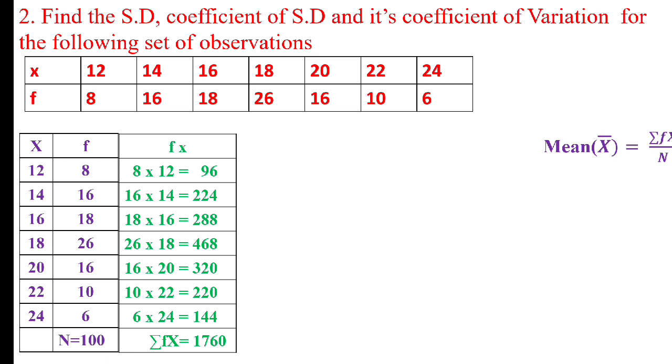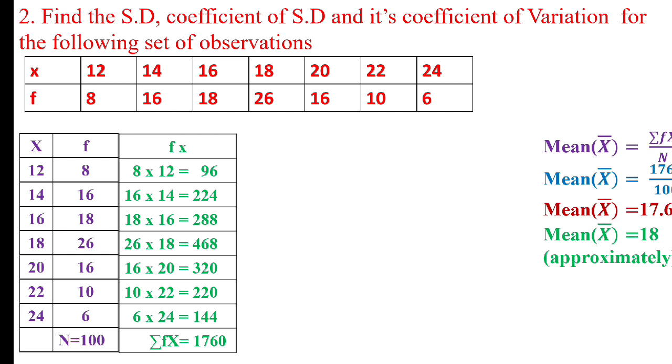Then f into x will be multiplied: 8 into 12 is 96, 16 into 14 is 224, 18 into 16 is 288, 26 into 18 is 468, 16 into 20 is 320, 10 into 22 is 220, 6 into 24 is 144. All the fx column total, that is 96 plus 224 plus 288 plus 468 plus 320 plus 220 plus 144, we will get summation fx total 1760. Using this value we will find mean: 1760 divided by 100, simplified 17.6. Then for the purpose of calculation we will use the approximate value of mean as 18.